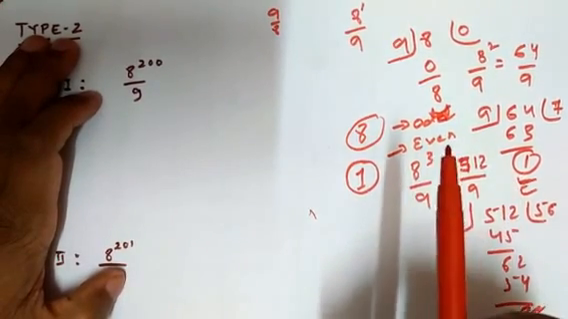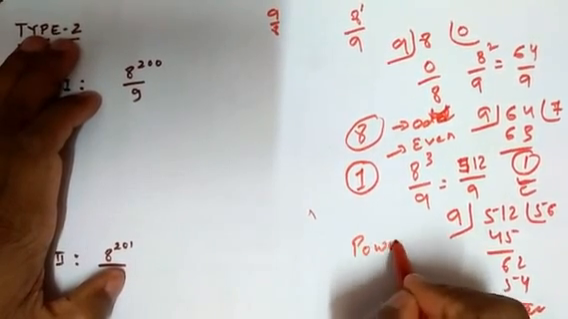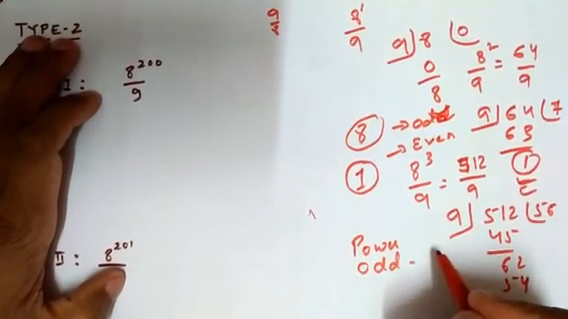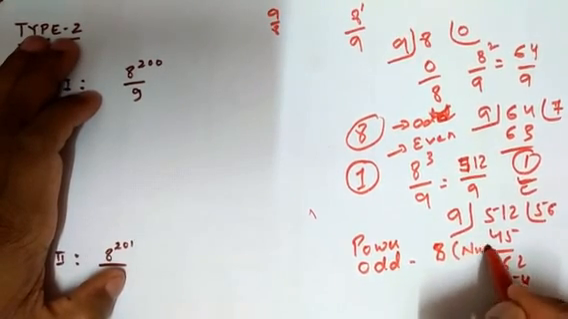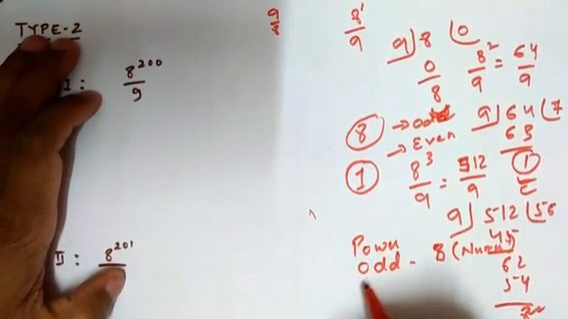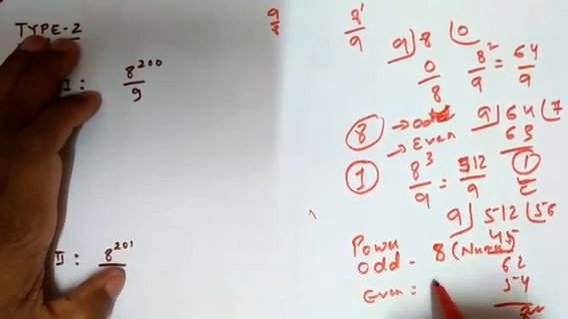If the power is odd, then the answer will be 8, that is the numerator itself. And if the power is even, then the answer will be 1.